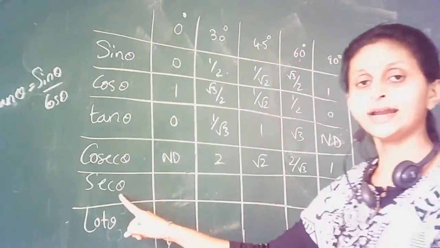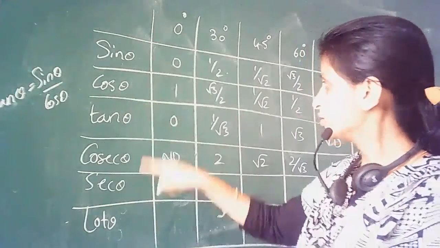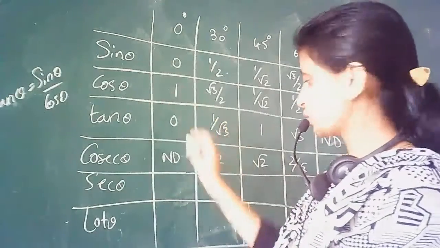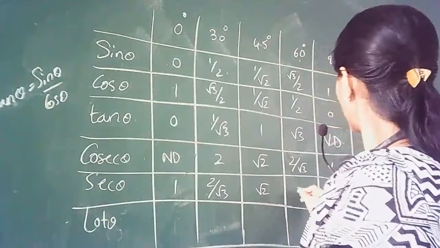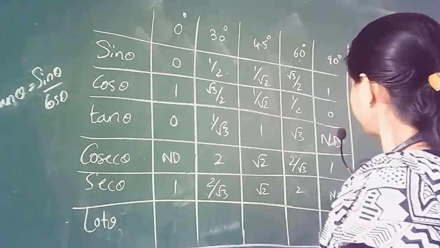Similarly, what is sec theta? It is the reciprocal of cos theta. So all those values are reciprocals of these values. 1 upon 1 is 1, then 2 by root 3, then root 2, 2, and not defined.